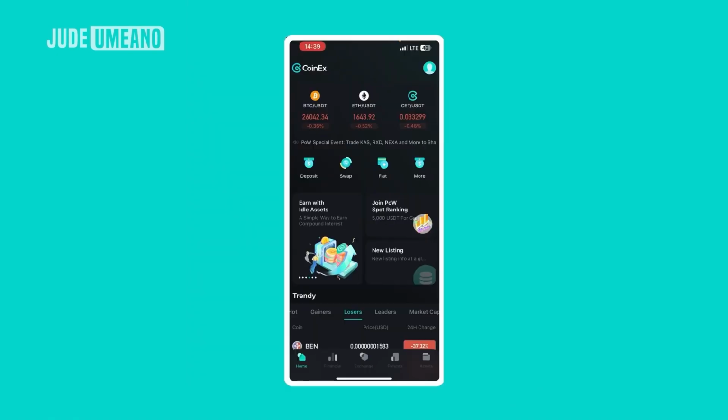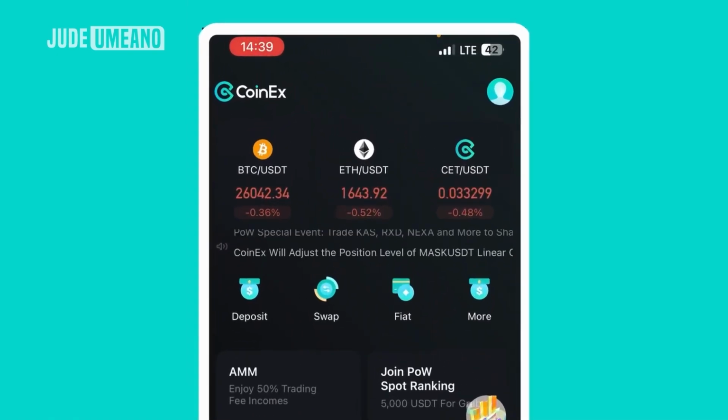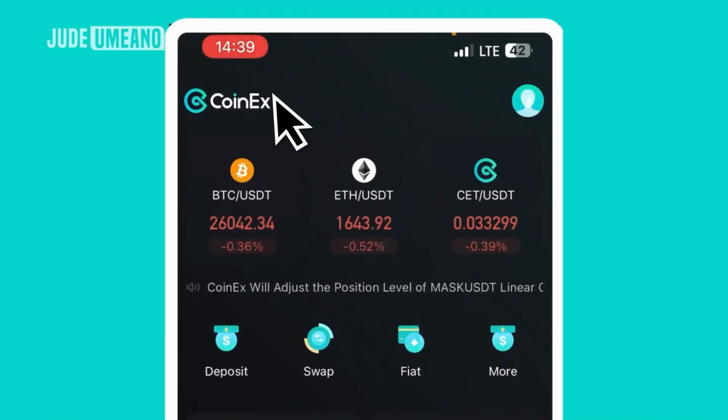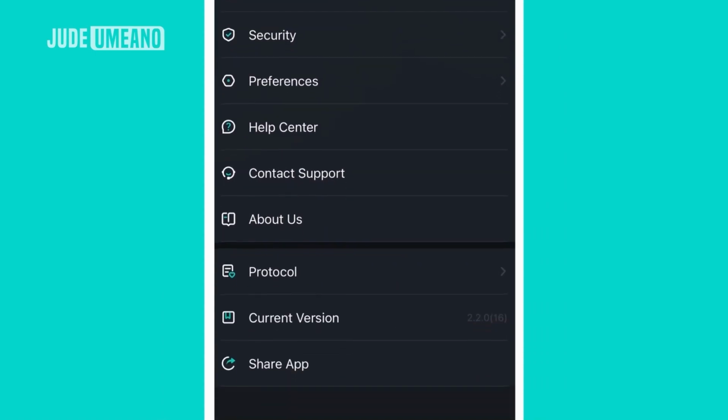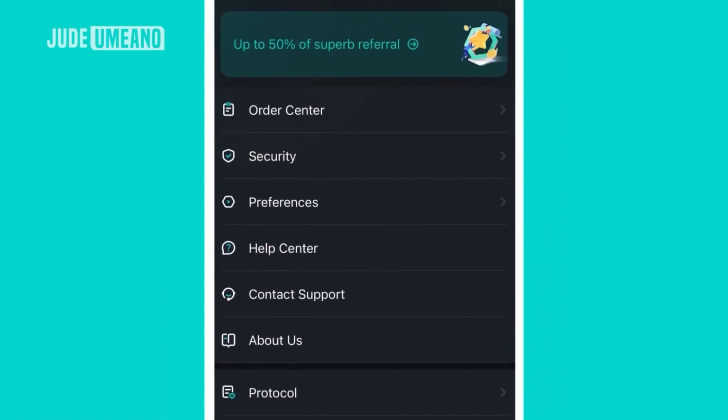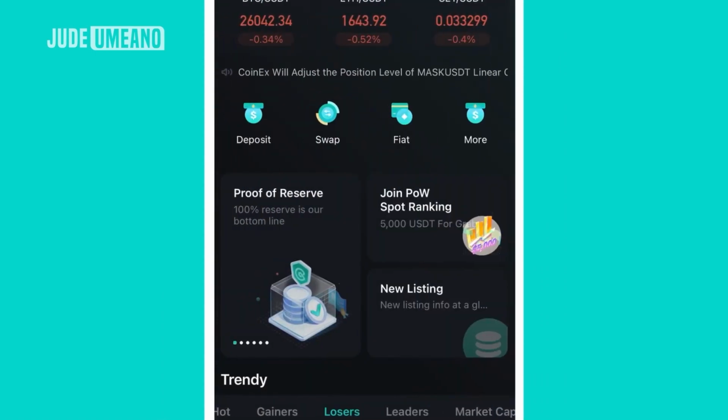Let's go back to home. If you look at the top menu, you have CoinEX at the right and the head and shoulder icon at the left. If I click on it, it brings me to my personal preferences again. Now we'll get back to the bottom menu again, but know that we are in the home.